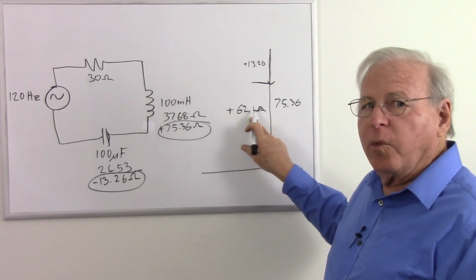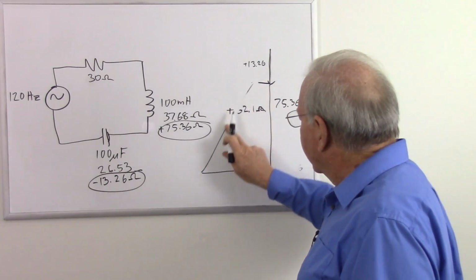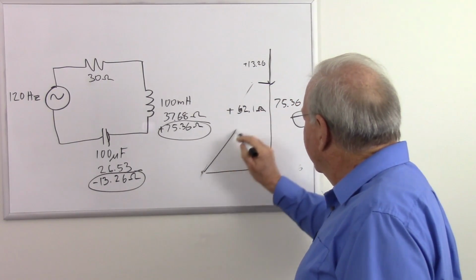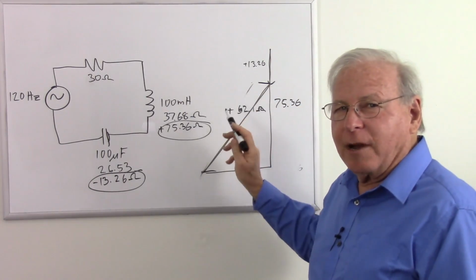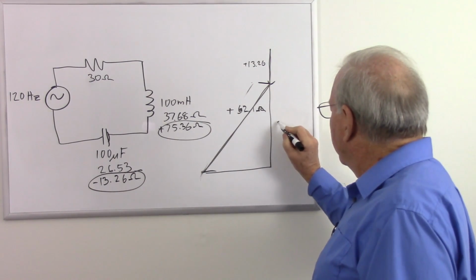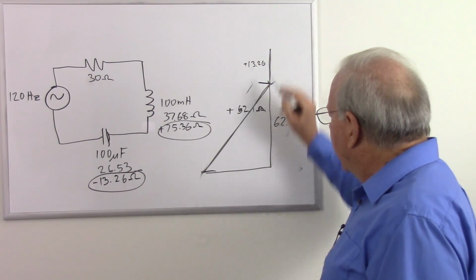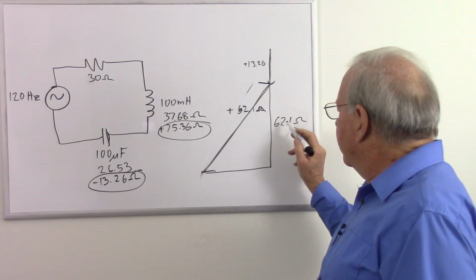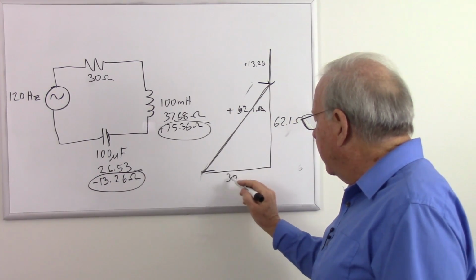to 62.1 ohms positive. So now we have, well, let's draw this correctly. Now, of course, my angles are not perfect here because I'm just drawing them by eyeball, but the numbers will be correct. So we have a total of 62.1 ohms of reactance, and it's positive. So that's going to be 62.1 ohms of inductive reactance left over. This is still going to be 30 ohms.